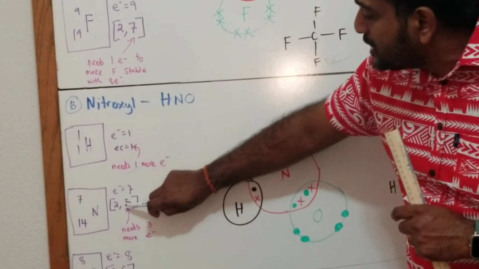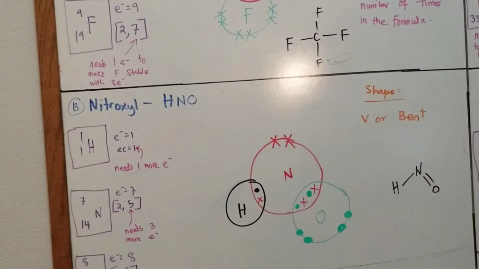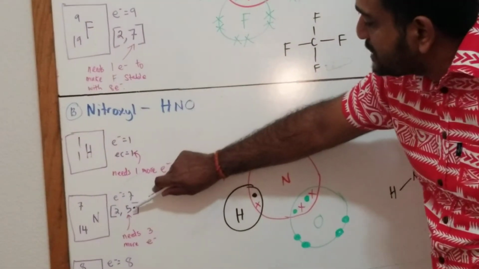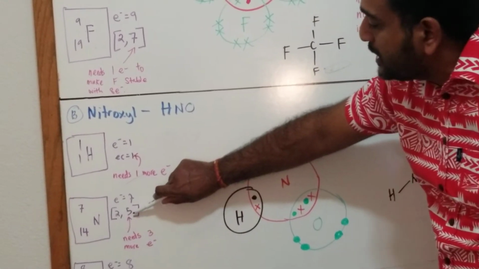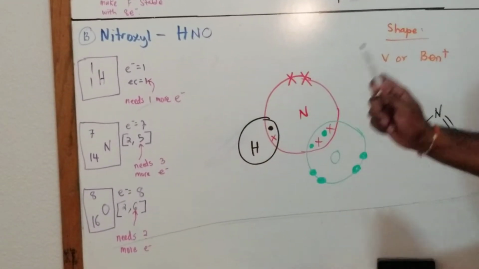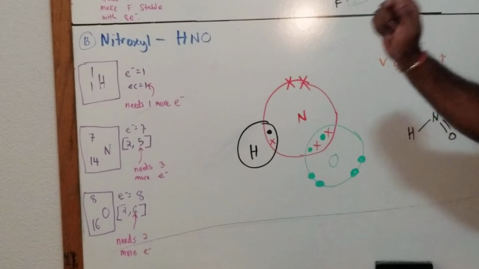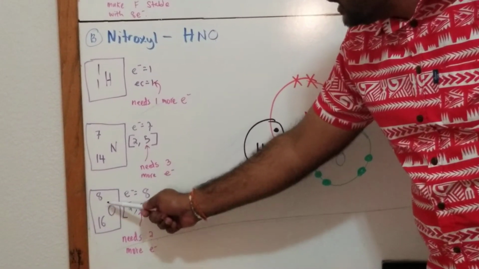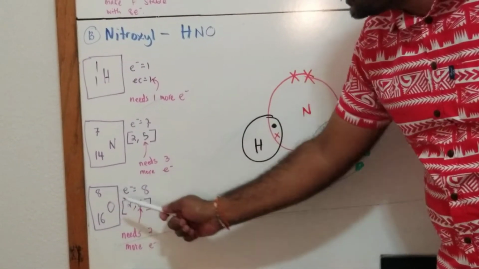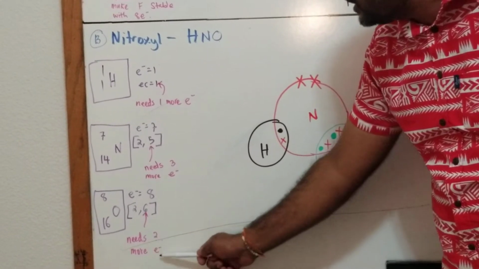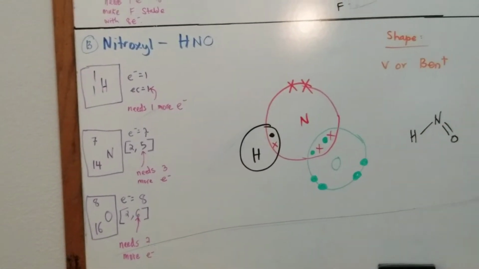And then let's look at nitrogen. Has 7 electrons. Electronic configuration is 2, 5. With 2, 5, let's look at the last number. 5 needs 3 more electrons to make it 8. Therefore, nitrogen in total will form 3 bonds around itself. Let's look at oxygen. Its electronic configuration is 2, 6 with 8 electrons. Last number is 6. It needs 2 more electrons. So oxygen will definitely form 2 bonds.